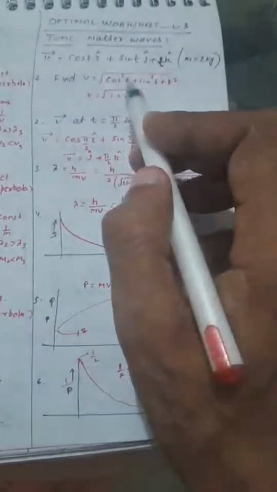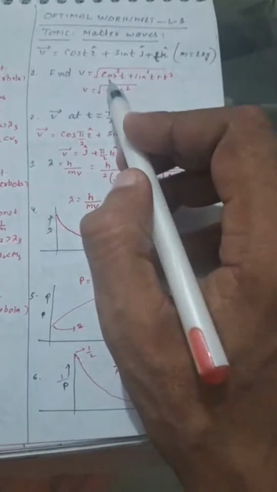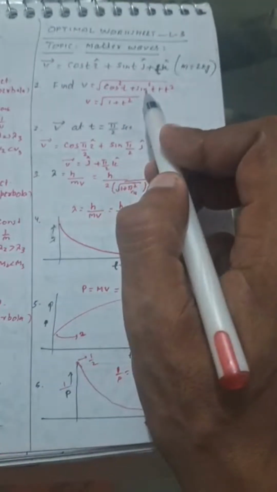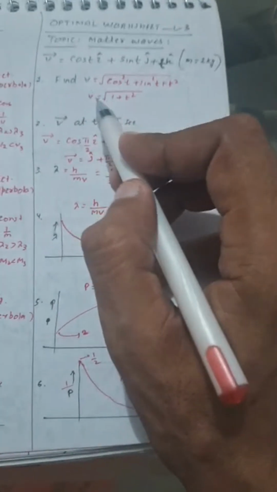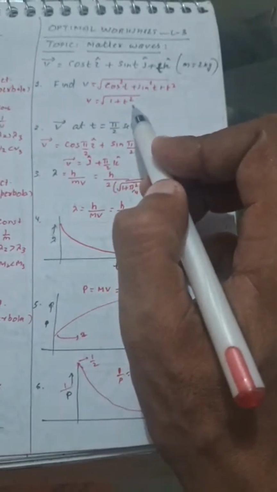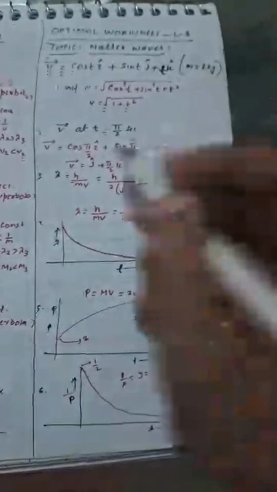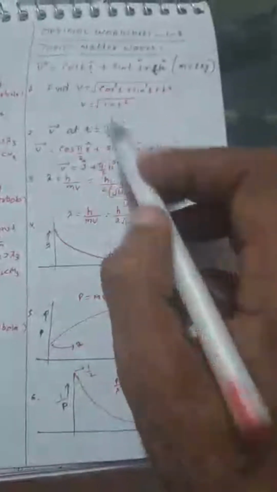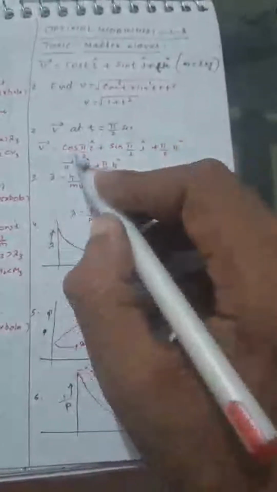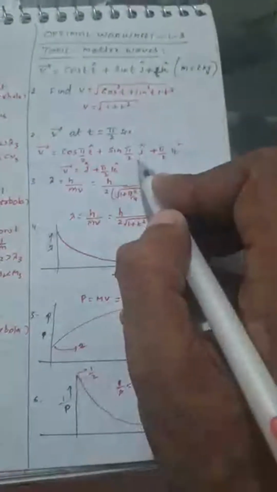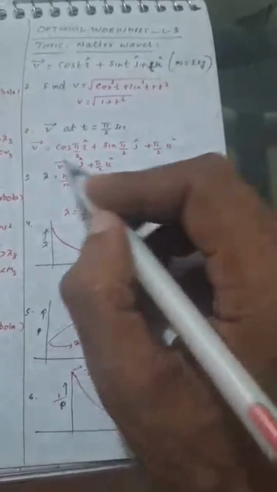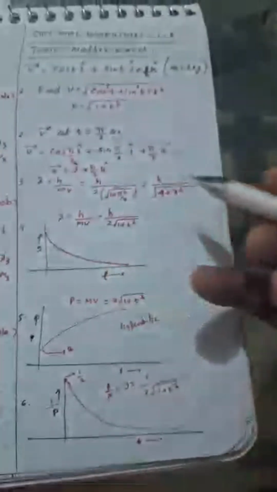Speed is the magnitude of velocity, which can be written as root over cos square t plus sin square t plus t square. Now cos square t plus sin square t is 1, so that gives us speed as root over 1 plus t square. Next question is the velocity at t equal to pi by 2 second. We just put the value t as pi by 2, so velocity is cos pi by 2 i plus sin pi by 2 j plus pi by 2 k cap. Cos pi by 2 is 0 and sin pi by 2 is 1, so I have velocity as j cap plus pi by 2 k cap.